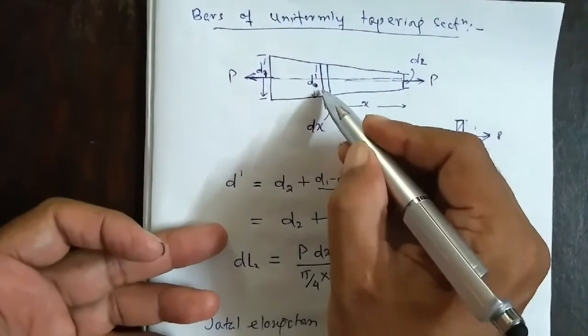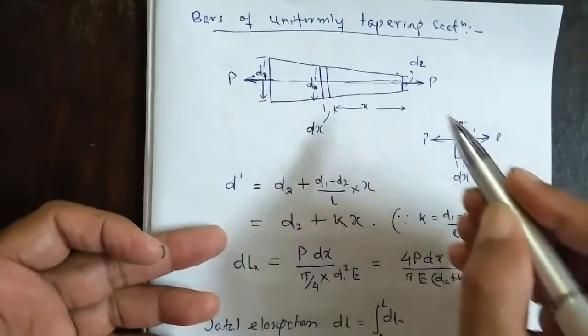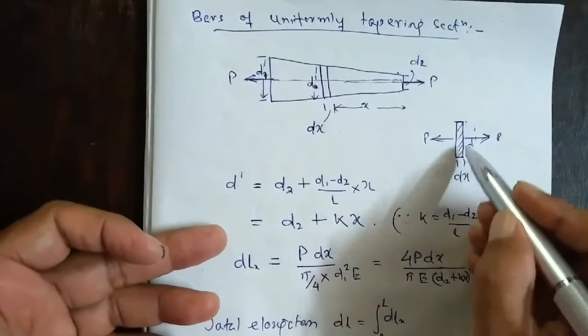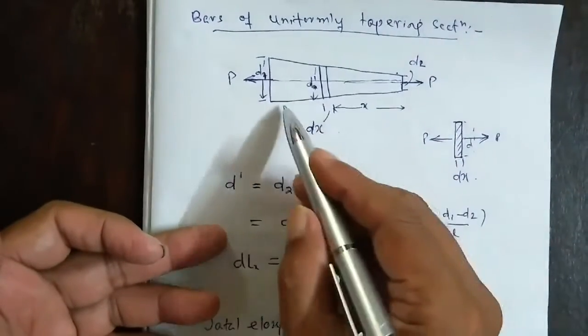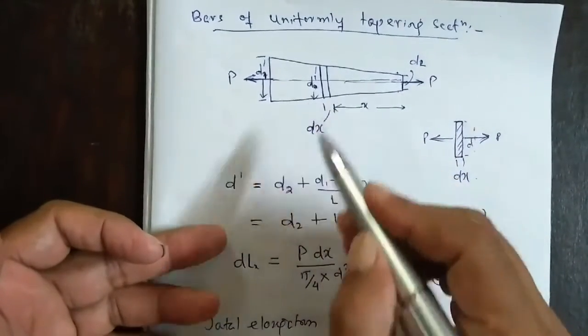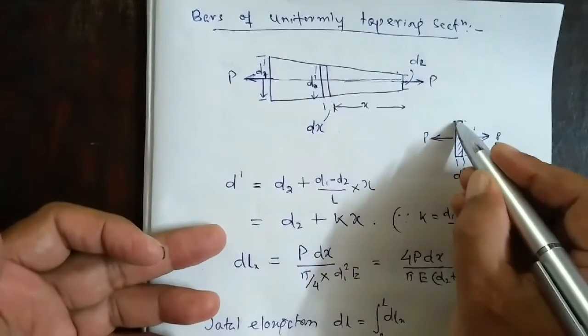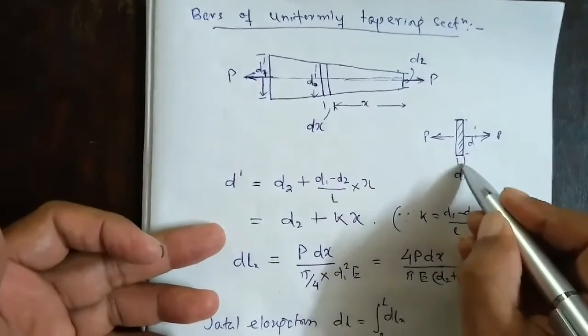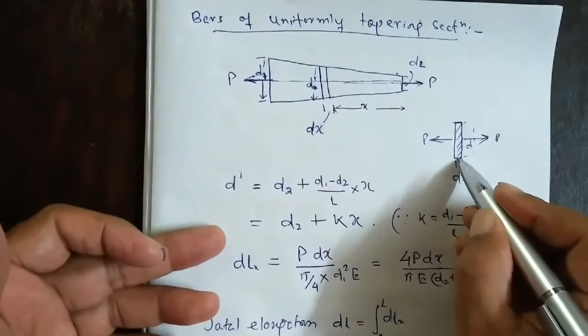We'll consider one thin element. This thin element is brought out. I have kept it here. This is the thin element taken out from within the length of the bar. Now the length of this thin element is dx, a very small length.